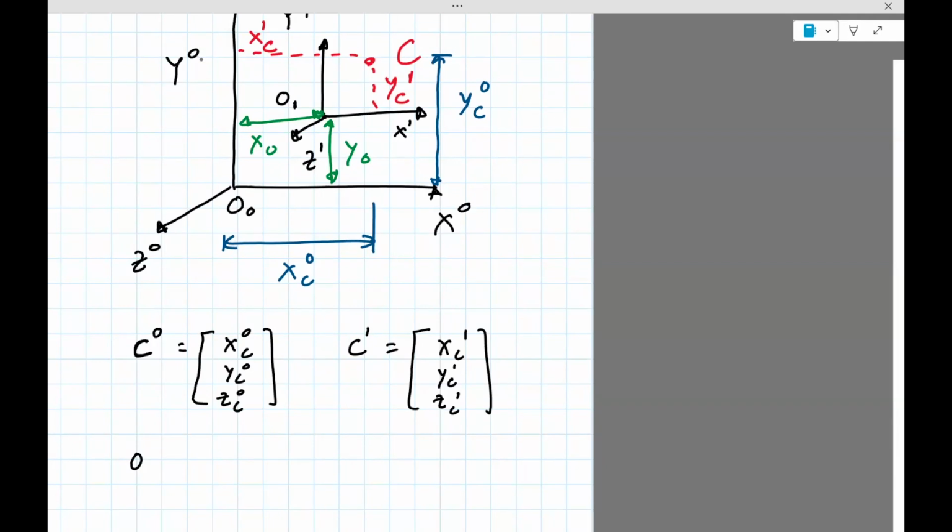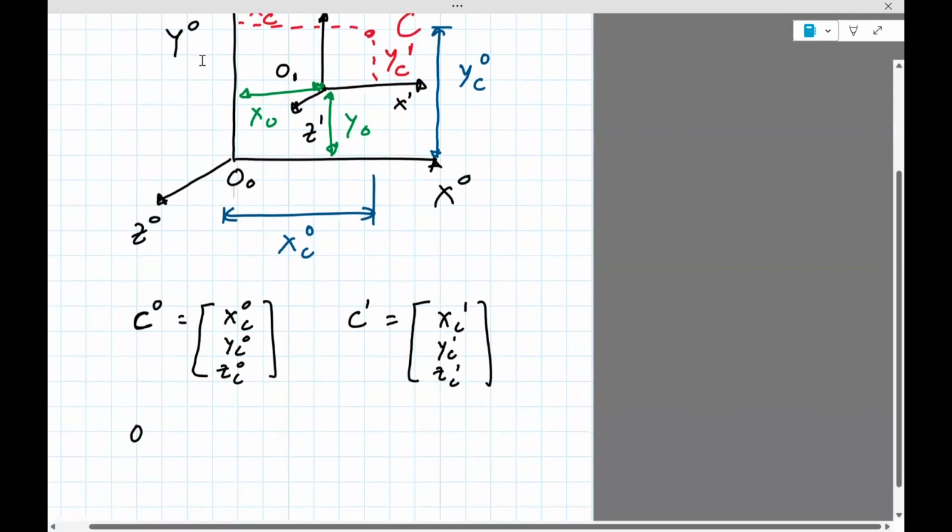The reason I wrote it as O and O1 is because I'm going to use the superscript to describe the frame. So I don't really want anything to be on the top. So let's call that O1, with 0 and 1 as the subscript.